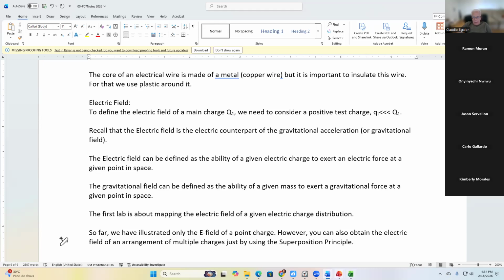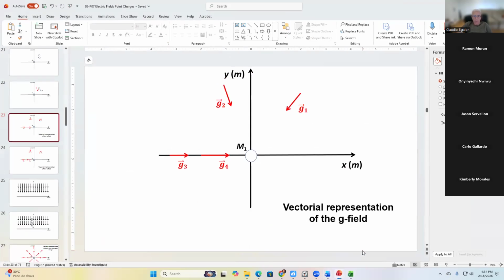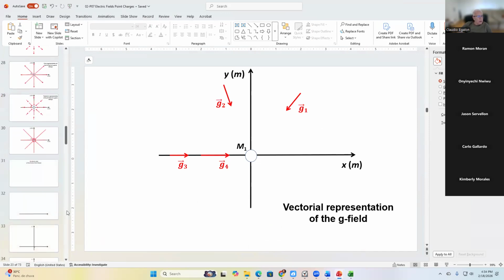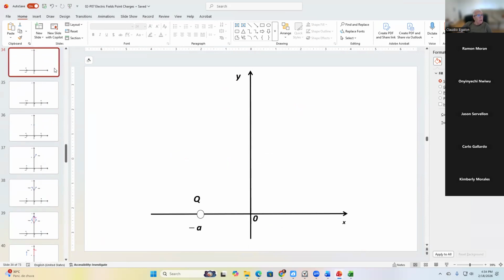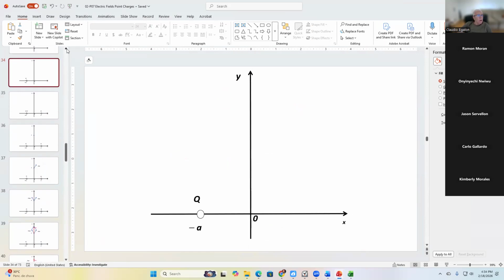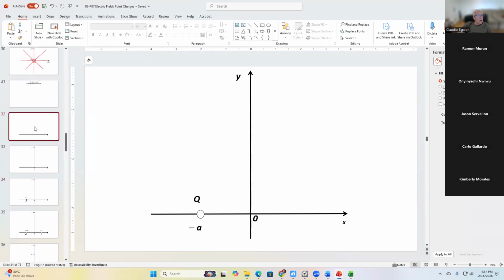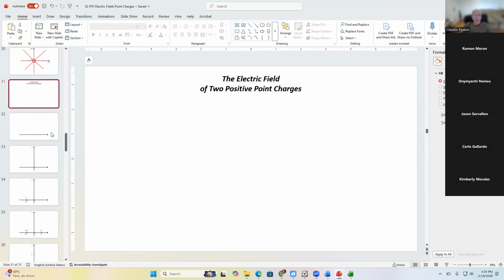Let's see if I have a nice... Here I did just a single point mass and a single point charge, but you can also have multiple point charges. Let's see if I have it here. Yeah, I do have it. Here's an example of the electric field due to more than one point charge. Okay, the electric field of 2 positive point charges.